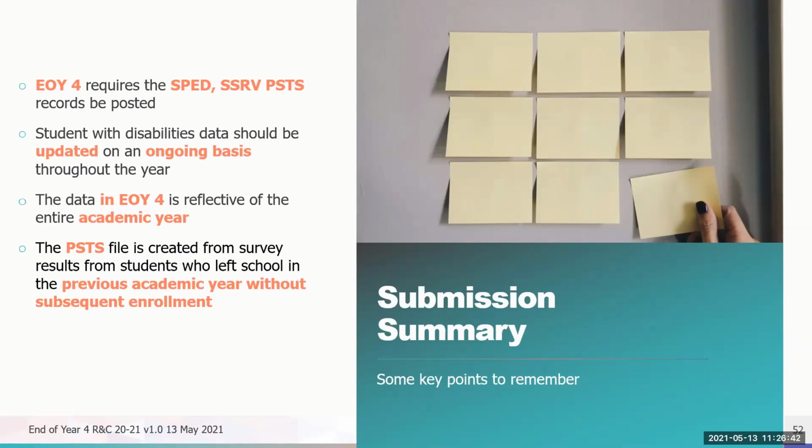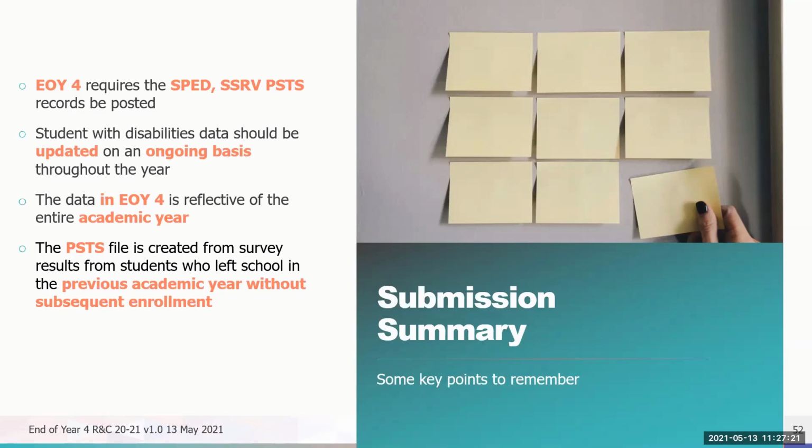The expectation is that your students with disabilities data is updated throughout the year, on an ongoing basis. As events occur or amendments happen, that information we would hope is coming to CalPADS in a timely manner. If not, you want to make sure that you update your records now going into the certification or the data collection for end of year 4. Also, end of year 4 is different from fall 1 because there's no census days. So again, we're looking at records throughout the entire academic year.